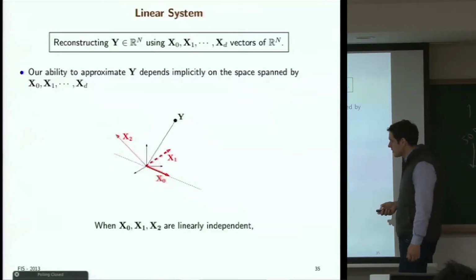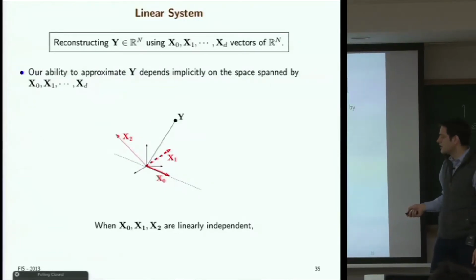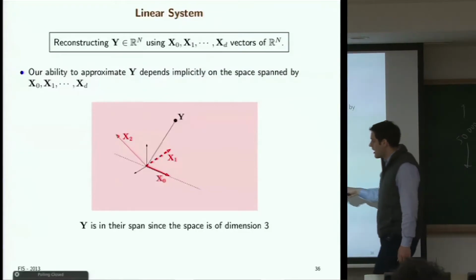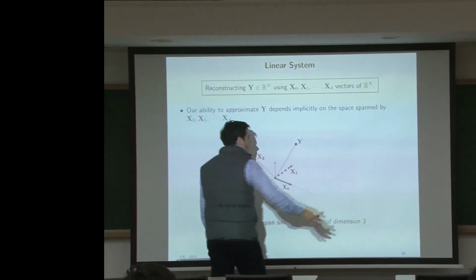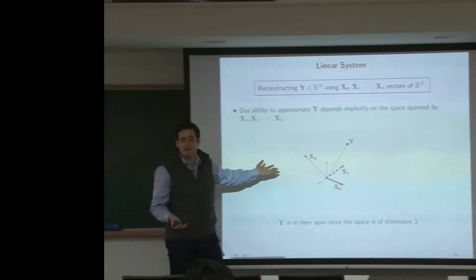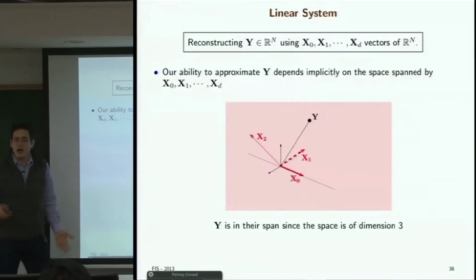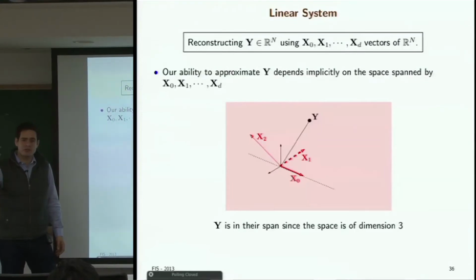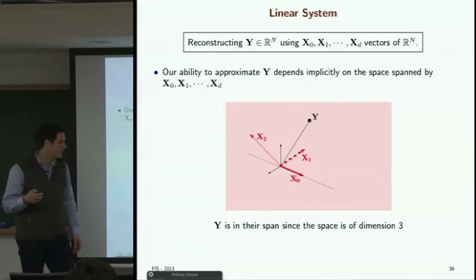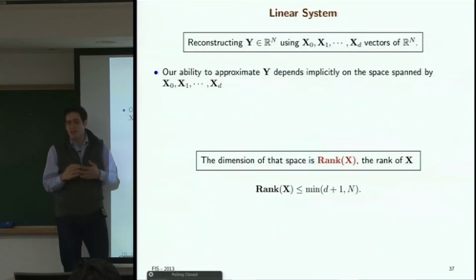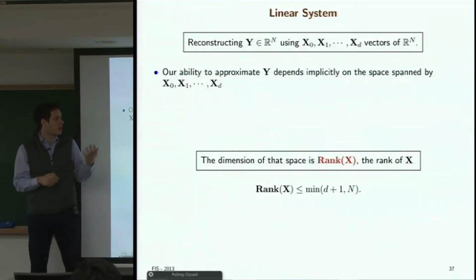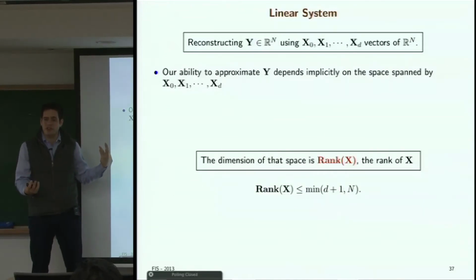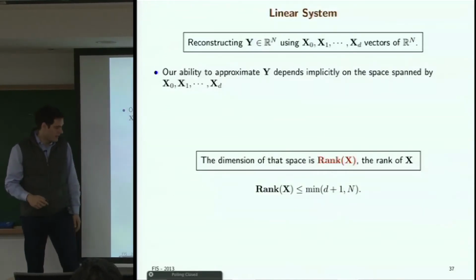Now suppose x0, x1, and x2 are linearly independent. So basically, this is the span, and y needs to be in that span, right? So I can find exactly an alpha 0, alpha 1, alpha 2, which will reconstruct exactly y. Okay? So this is the problem that's at stake when I want to approximate y, the predicted variable, using a linear combination of predictor variables, geometrically speaking.